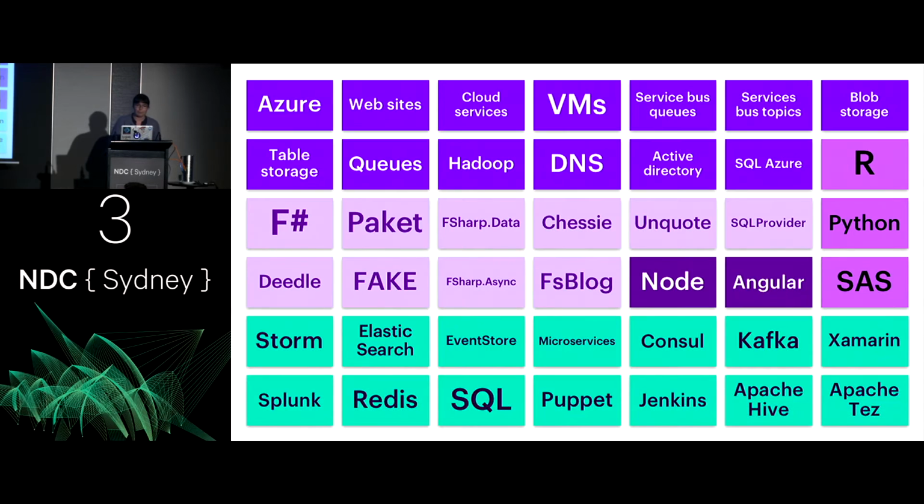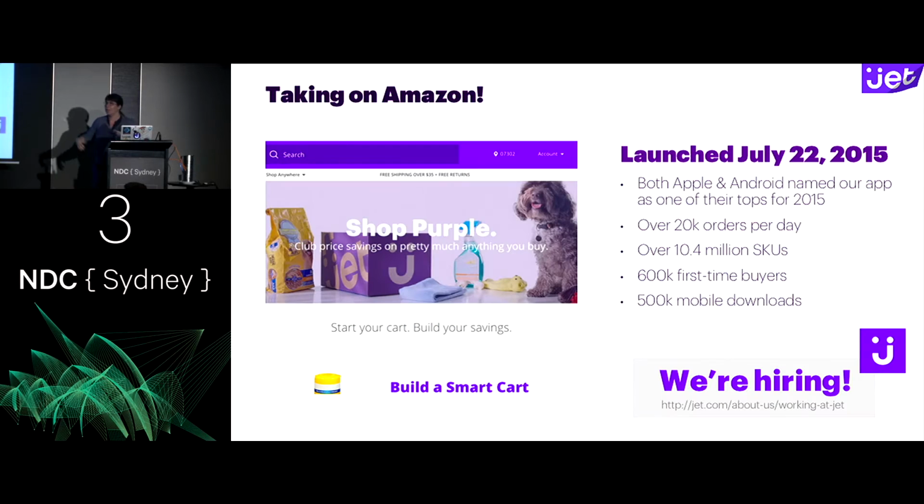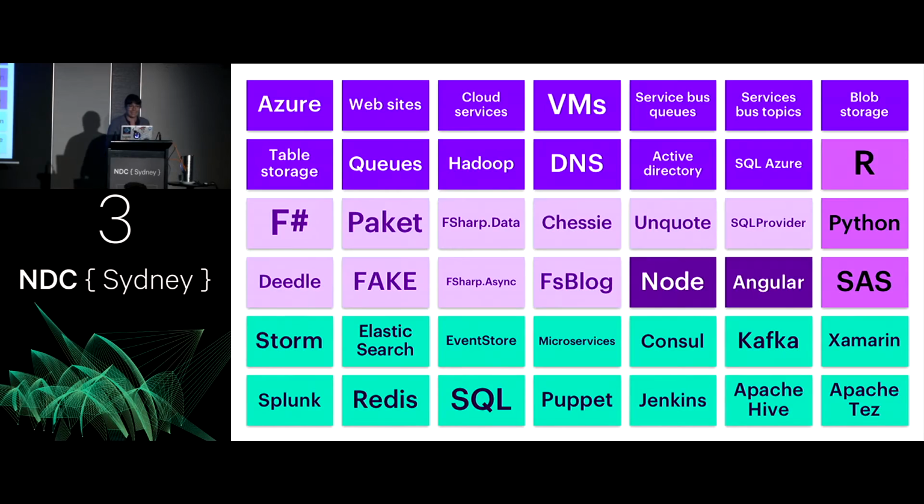So we use a lot of technologies. We're very much a right tool for the job kind of company. We are very heavy users of Azure. And in case you noticed, we are very heavy users of Azure because we are taking on Amazon. So we are very much not heavy users of AWS. But we use VMs, the DNS, SQL Azure, Active Directory. We use a lot of the Azure technologies.